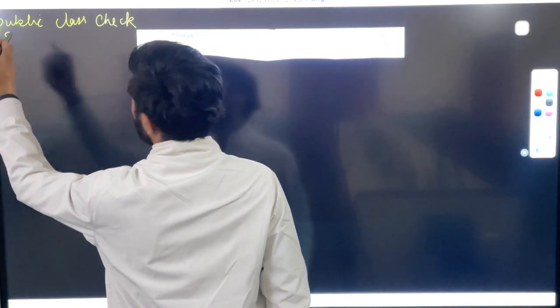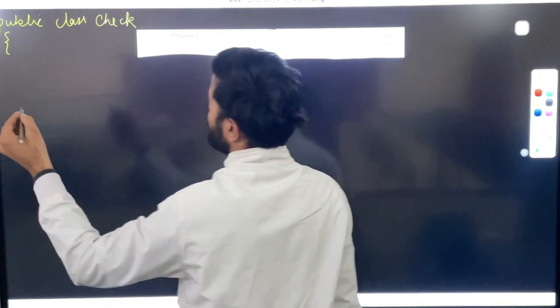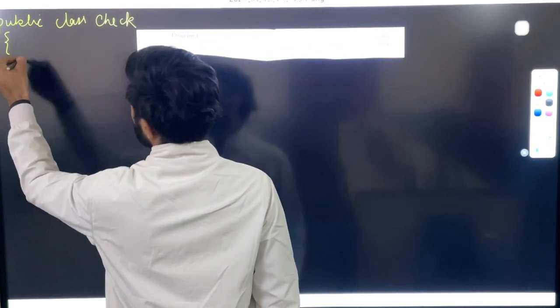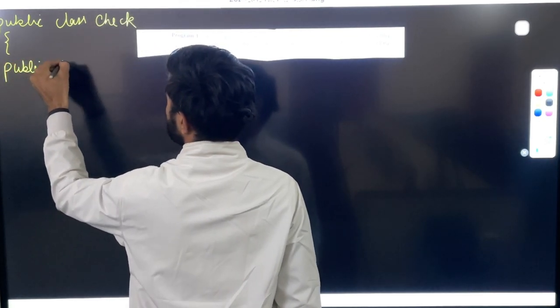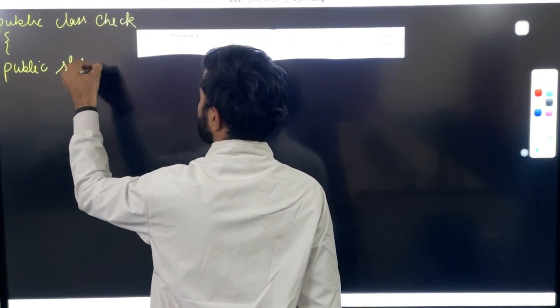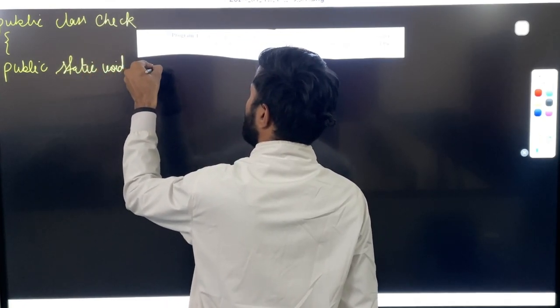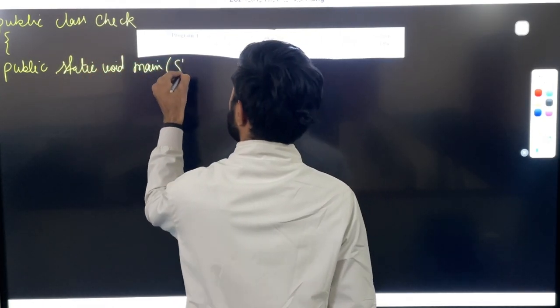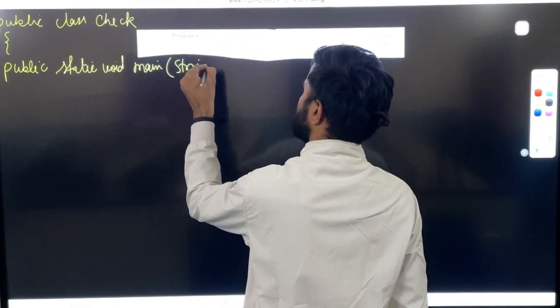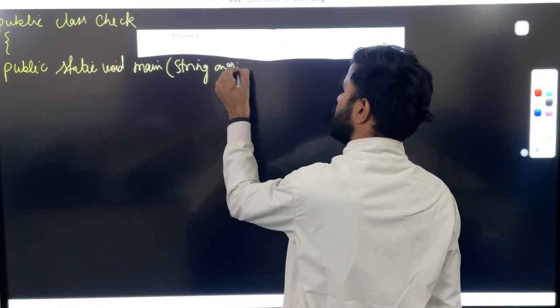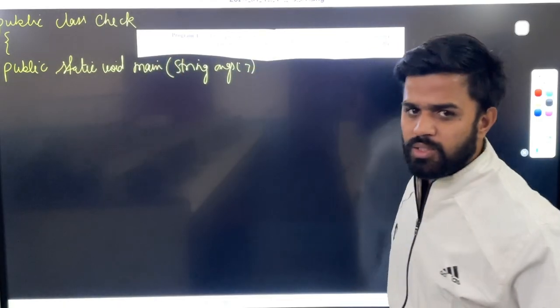After this we will come to the declaration of the main program. So public static void main String args. Is it clear class?